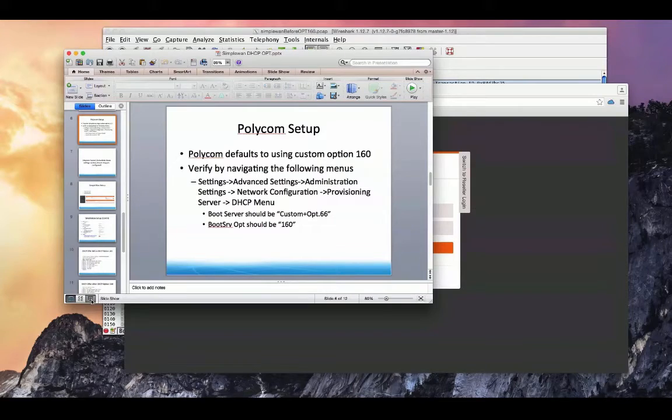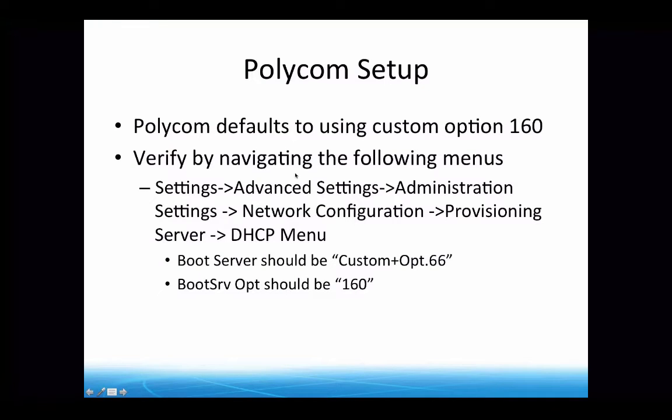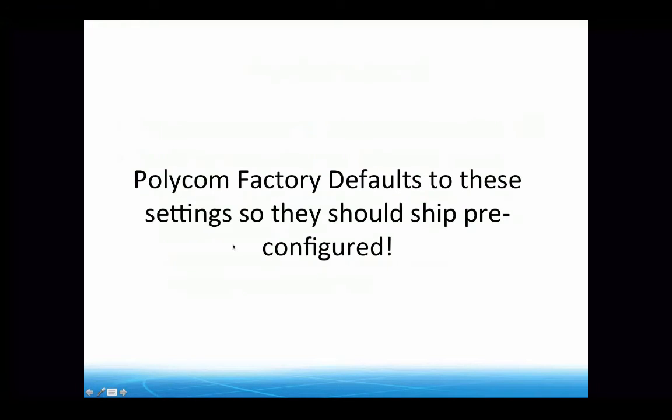All right, so let me go back here. The great thing about Polycom is that it defaults to using a custom option. You can either use option 66, or you can use option 160. Generally, you don't have to do anything. If you factory default the phone, it should come in the settings. I've included how to navigate through the phone to verify, but if you get a brand new phone or factory default it, it should already be set to use this.